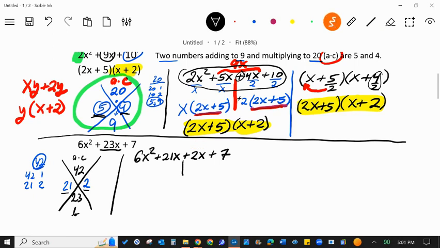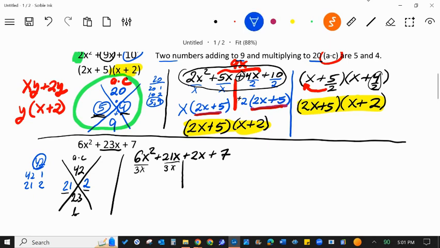So now I'm going to split it in half, and I'm going to look and see what the common factors are here. Well, they both have an x, so that's an easy one. And they have a 6 and a 21. 6 doesn't go into 21, but 6 is made up of 3 times 2, and 21 is made up of 3 times 7, so it looks like there's a 3.